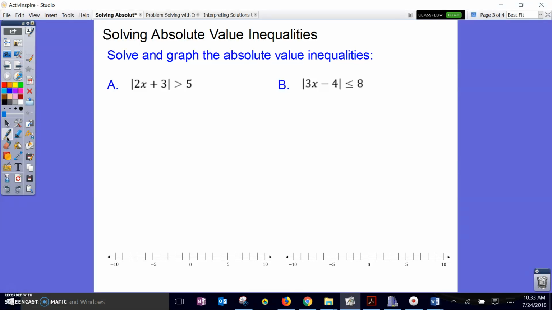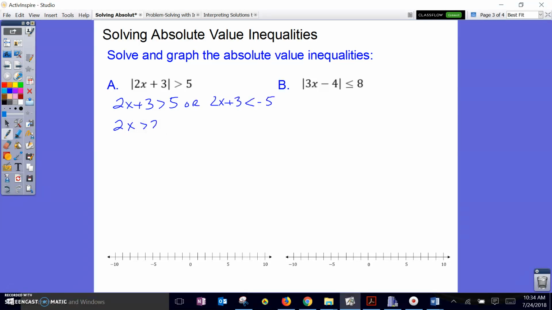Solve and graph the absolute value inequalities here on this page. So first we'll set them up. The first one is an or inequality. We flip the inequality and change the sign in the second one. And then we solve these.